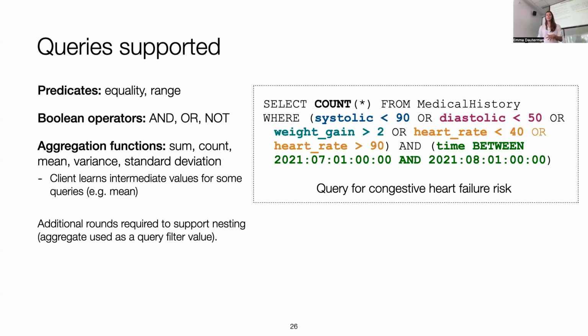and standard deviation. For some of these, the client is actually going to learn some intermediate values. So for example, for mean, the client learns sum and count. And additional rounds can be used to support nesting, so where the aggregate's actually used as a query filter value. And with that, we can support these more general queries, like this query for congestive heart failure risk.